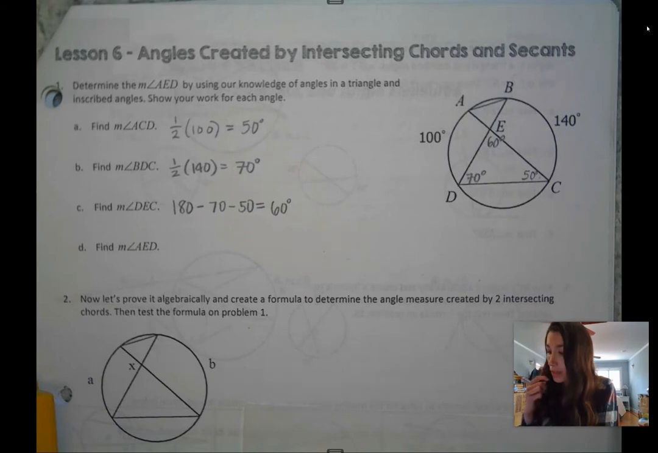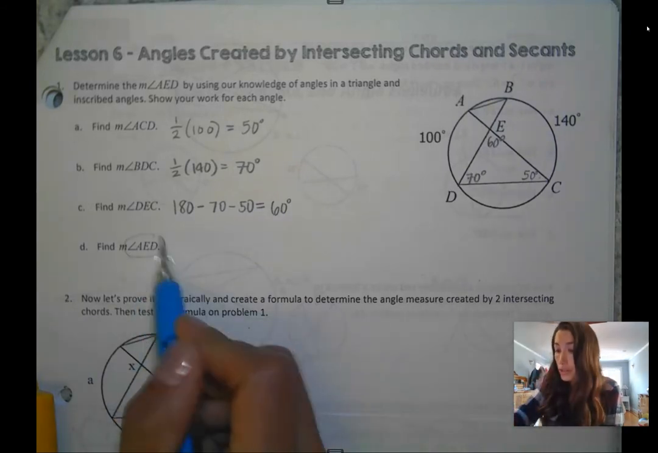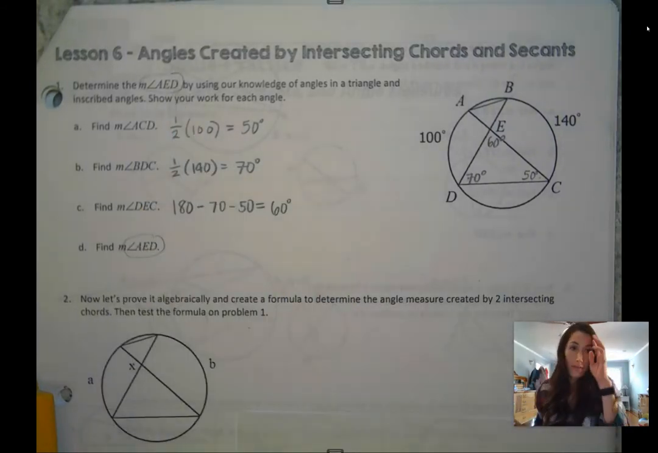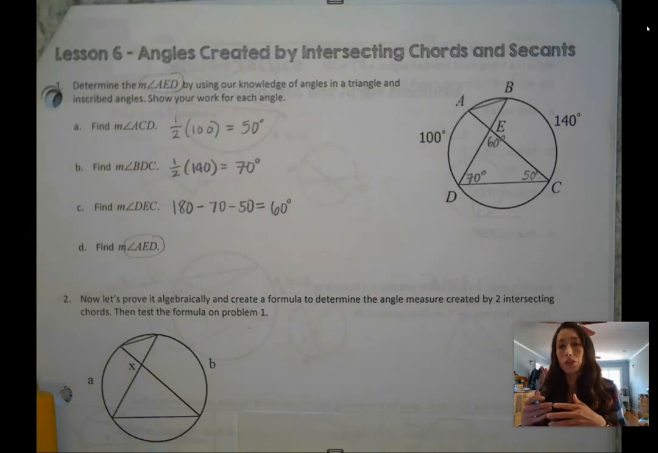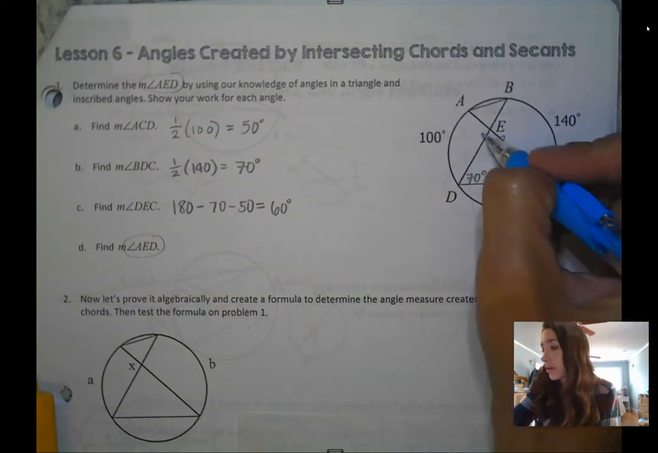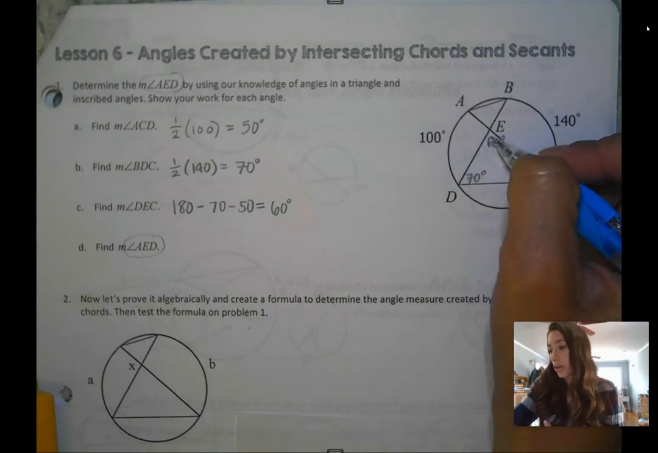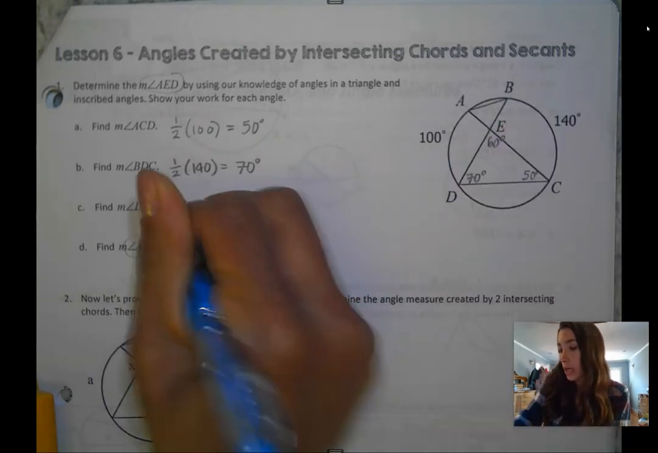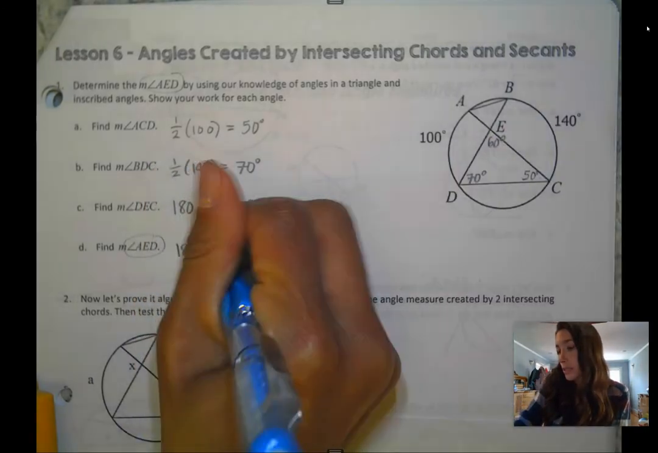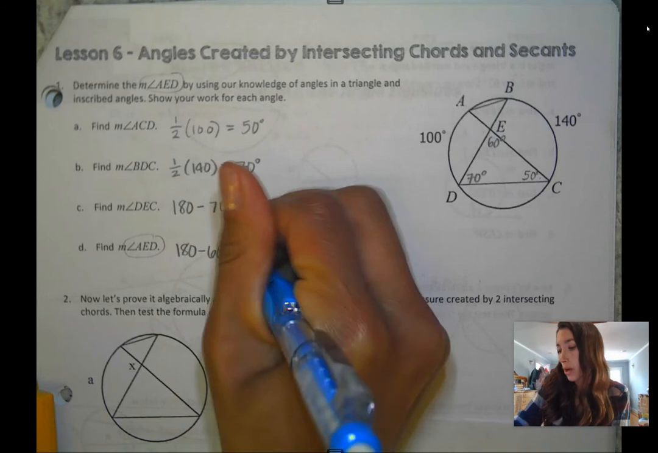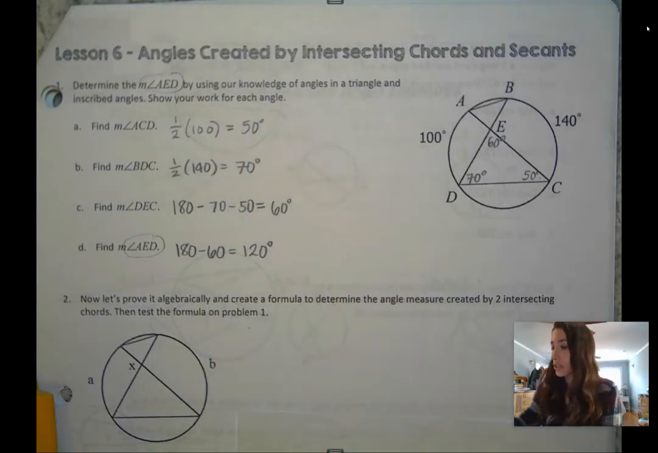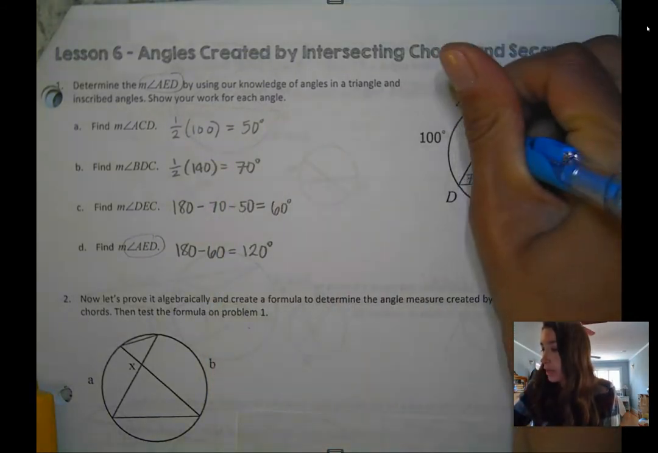Okay, and then the last angle, this was the angle that we're searching for, the one that we're trying to find, but we're going through all these steps in order to do it. That would be this angle here, AED. Now we know that these two angles create a linear pair. They're a straight angle pair, so we could take 180 and subtract 60, and that would give us 120 degrees. That's right here.